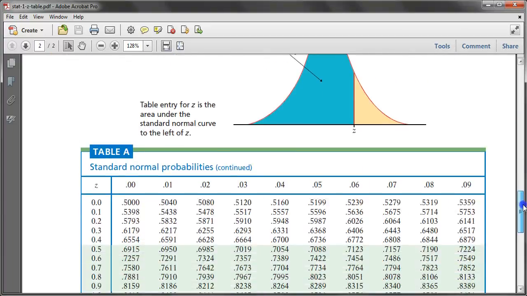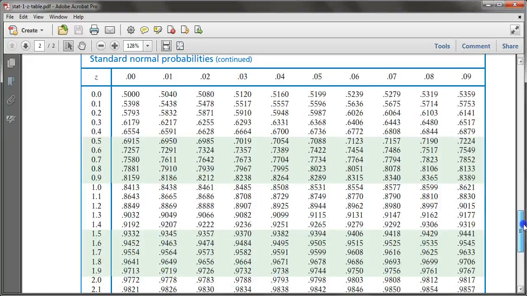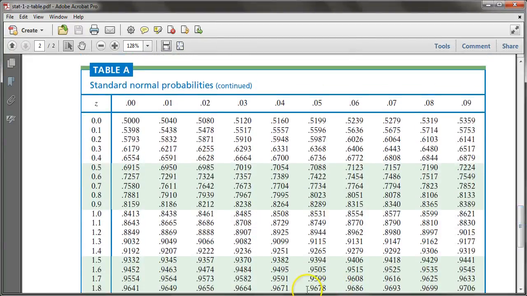Let's go down here, 95%, 0.95. Well, I have it around here, 1.64 or 1.65. So let me estimate it as 1.645. Okay, let's go ahead and do that.